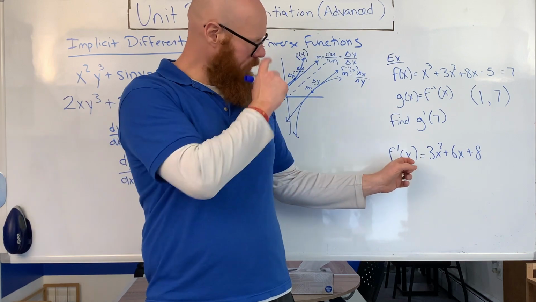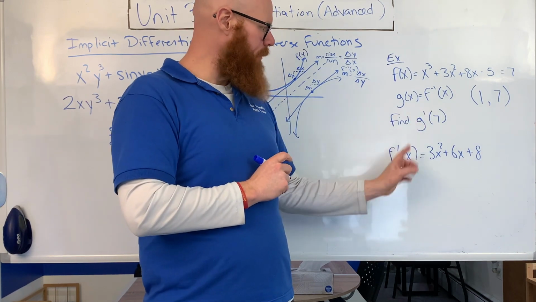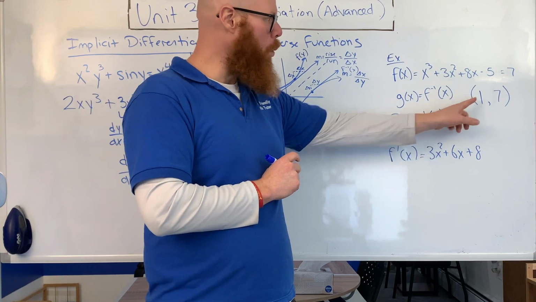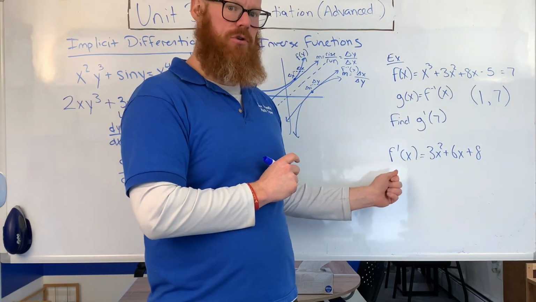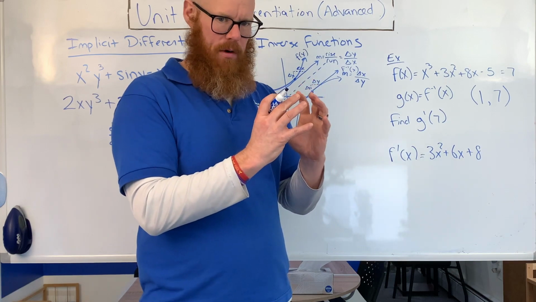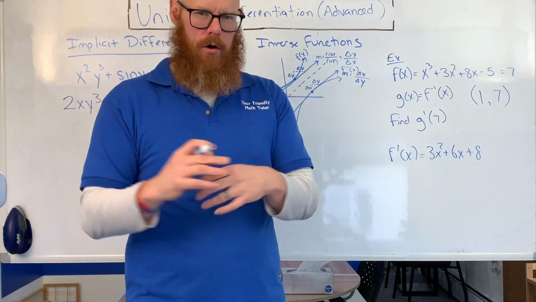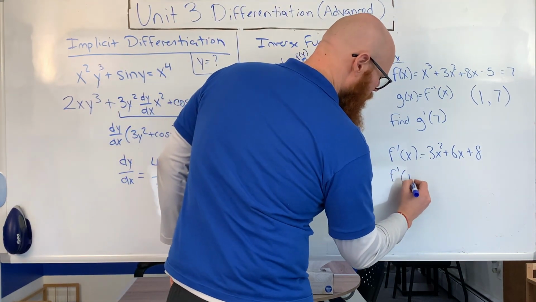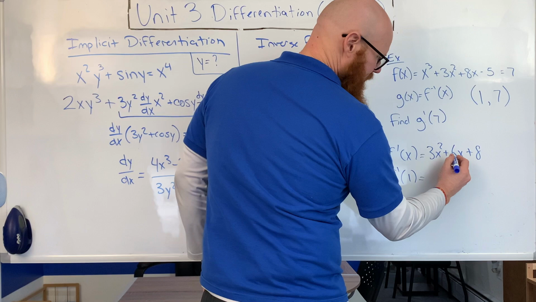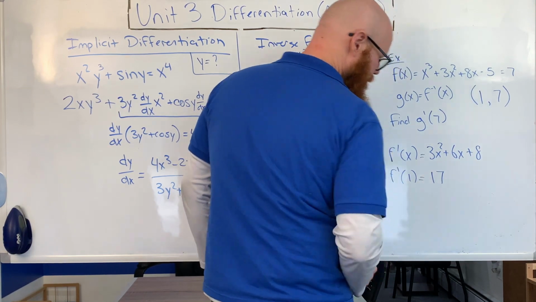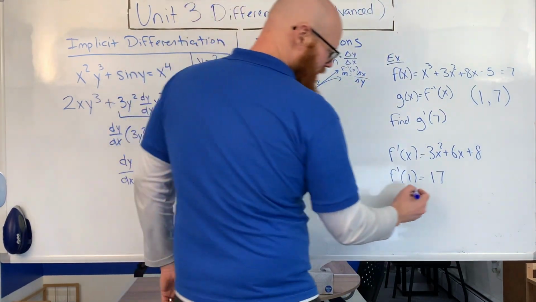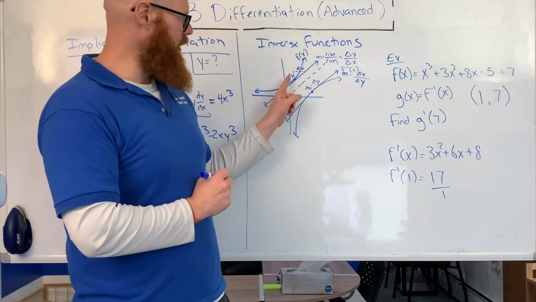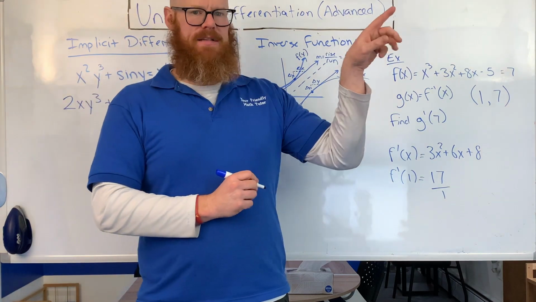And now g prime of 7 is going to be related to f prime of 1. 7 is the input for the inverse function, but 1 is the input for the original function that is tied to that point (1, 7), and then (7, 1) on the inverse graph. So I'm going to find f prime of 1. Well, that's 3 plus 6 is 9, plus 8, that's 17. And if I think of this as a fraction like slope, then on the tangent line for the original, the slope is up 17 over 1.